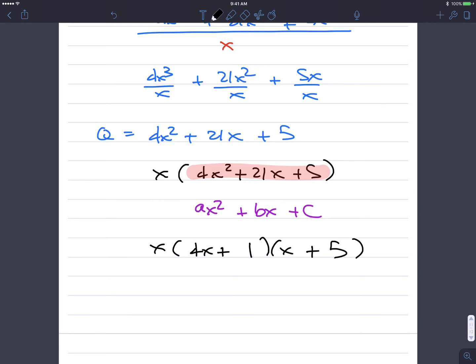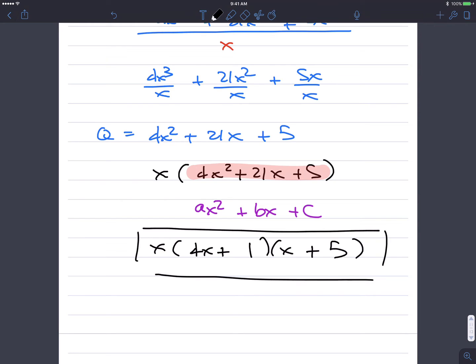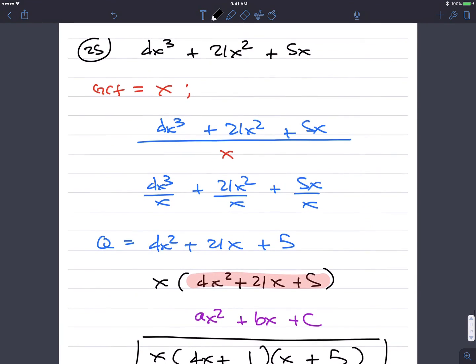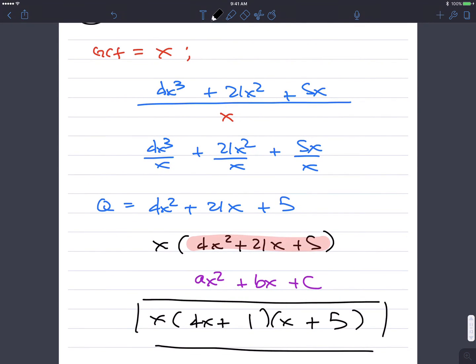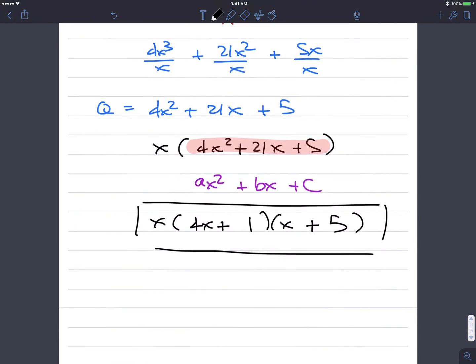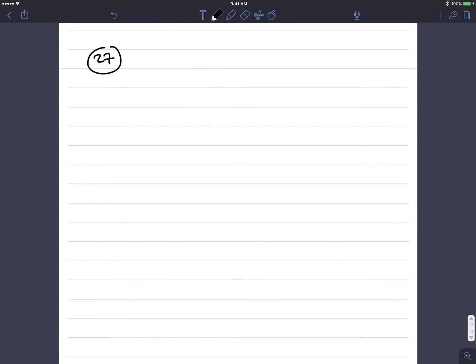If you don't know trial and error, that's fine. Use your beef stew recipe, okay? And this is what you end up with when you factor this recipe here. Okay? This is number 25. Anybody have any questions on this one? You sure? That leaves us up to 27. So let's see.